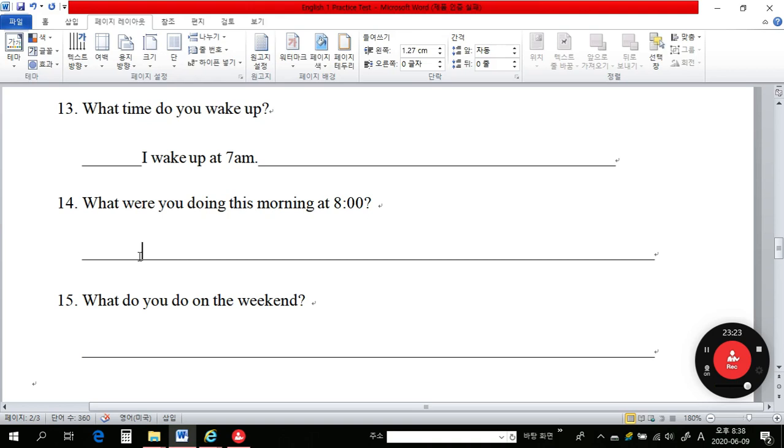Number 14. What were you doing this morning at 8 o'clock? Okay, so in this one, we're looking at the past continuous tense. The past progressive, sorry. And we studied that in Unit 10. So what were you doing this morning at 8 a.m.? Again, the past progressive, we're looking at sometime, in this case, this morning at 8.